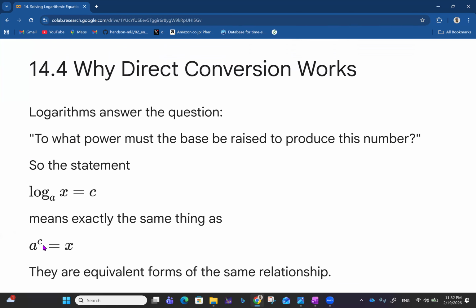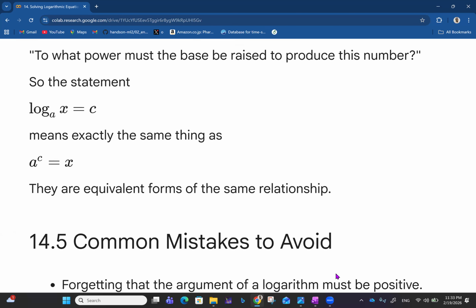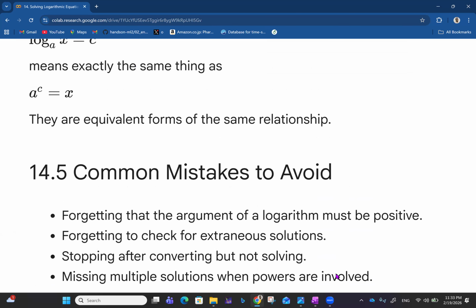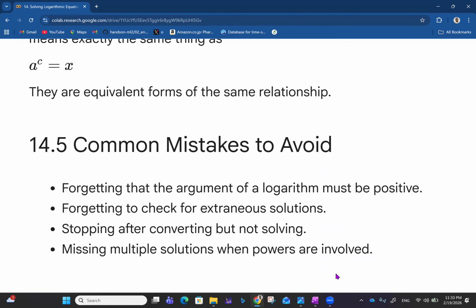So to what should a be raised so that you can get x? That is c. So a raised to power c equals x. They are equivalent forms of the same relationship. Okay, so what are some common mistakes you want to avoid when you deal with this kind of situation?